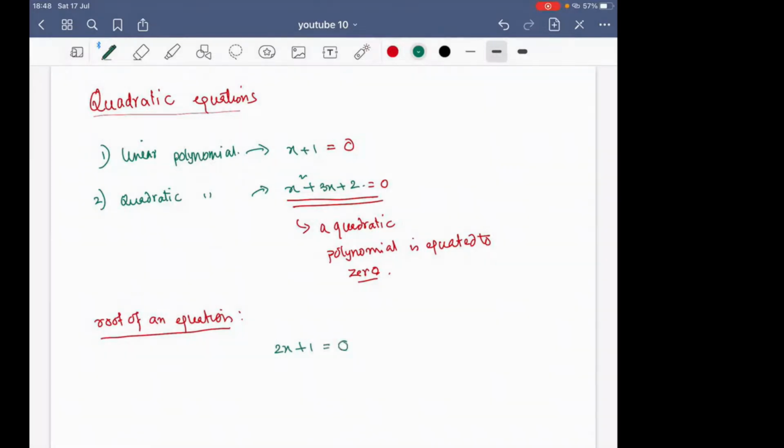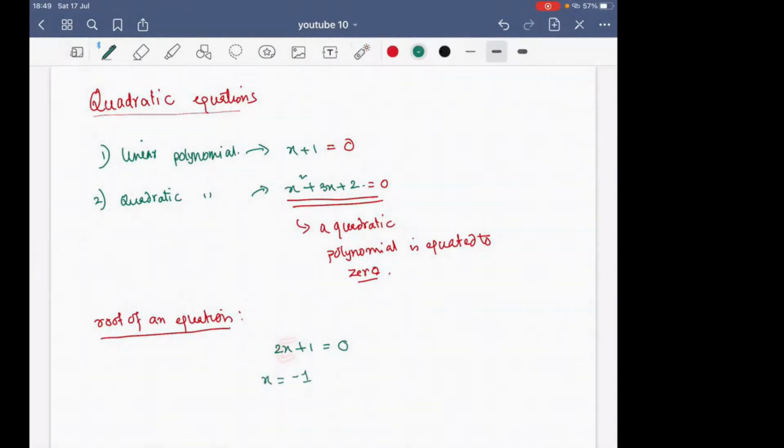2x plus 1 is equal to 0. This is a linear equation. Question here is what value of x? This is the variable, right? So what value of x will satisfy this equation? Let's say we put x is equal to -1.